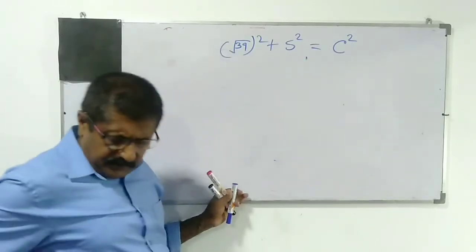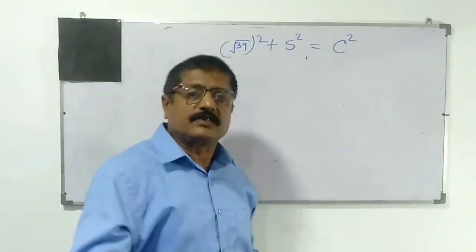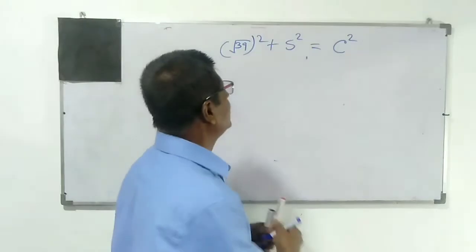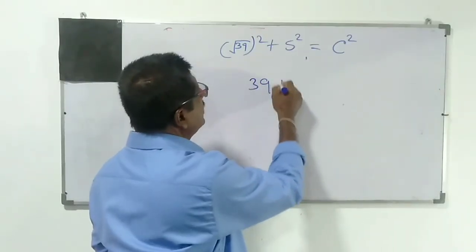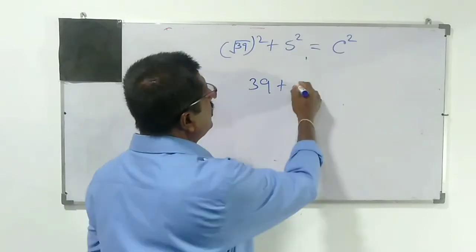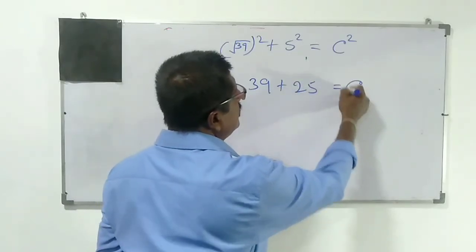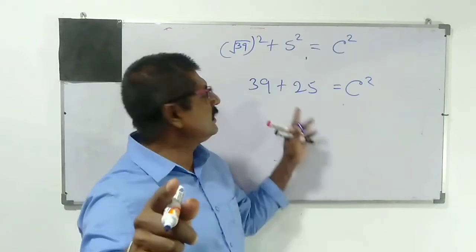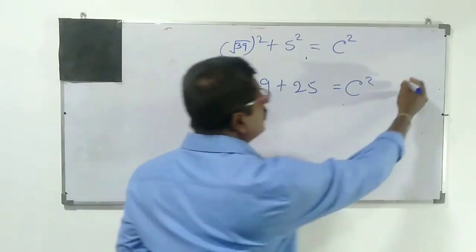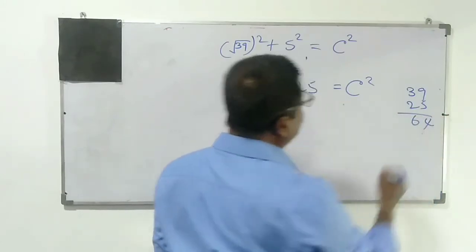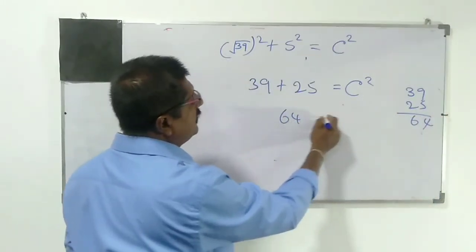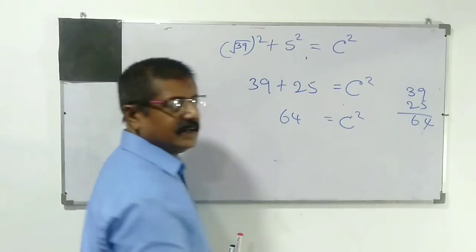Now when you square the square root of 39, then you get 39. The square root's square is 39. 39 plus 25 equals c squared. Now you can do some rough work. 39 plus 25 is 64. 64 equals c squared.